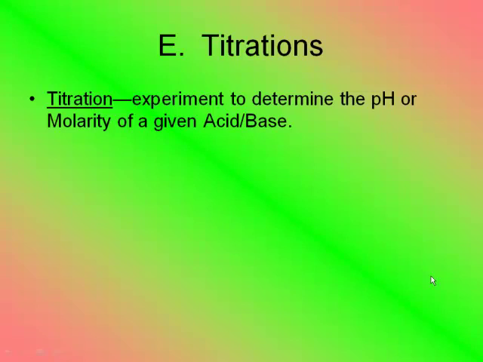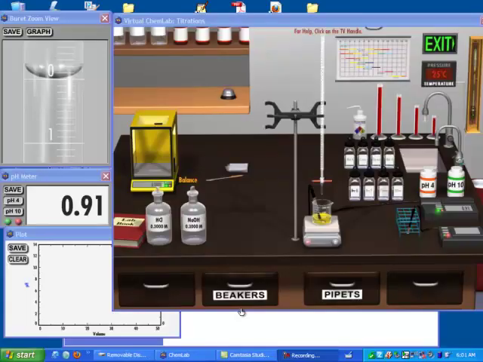So what I'm going to show you now is, using the virtual chem lab, an actual experiment that involves an acid and a base titration. So you can kind of see what's going on before you go and do it in the lab. So this is what your titration experiment is going to look like.